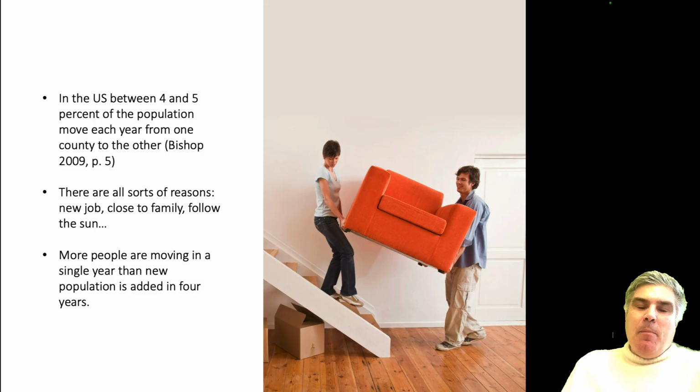The argument that Bill Bishop makes in his book, The Big Sort, is the following. Basically, he says that in the US, between 4 and 5% of the population move each year from one county to another. That's quite a lot. Now, there are all sorts of reasons for that: having a new job, or moving closer to family, or maybe just following the sun. But more people are moving in a single year than new population is added in 4 years. So there's quite a lot of movement going on.